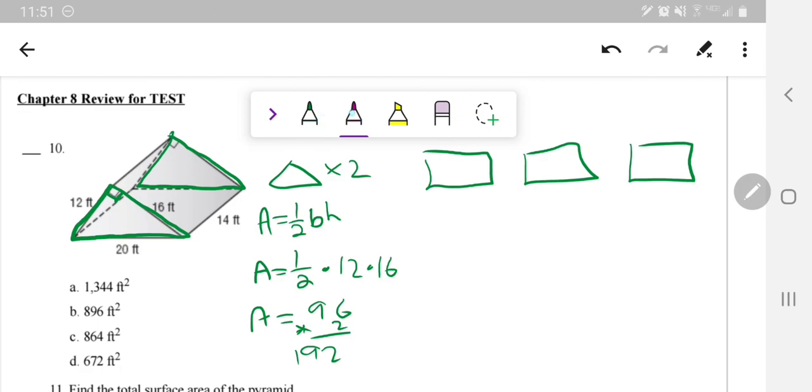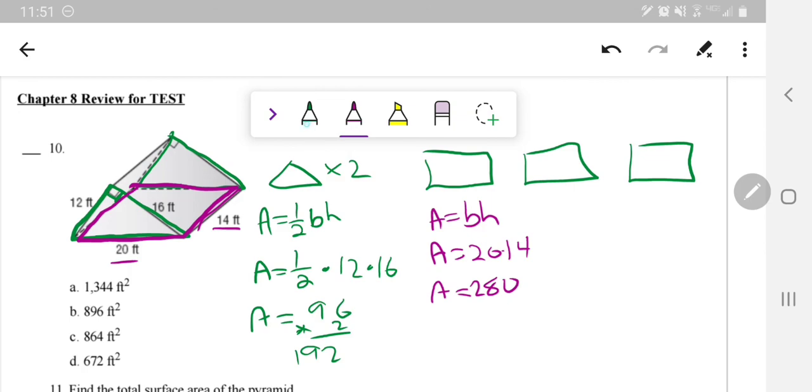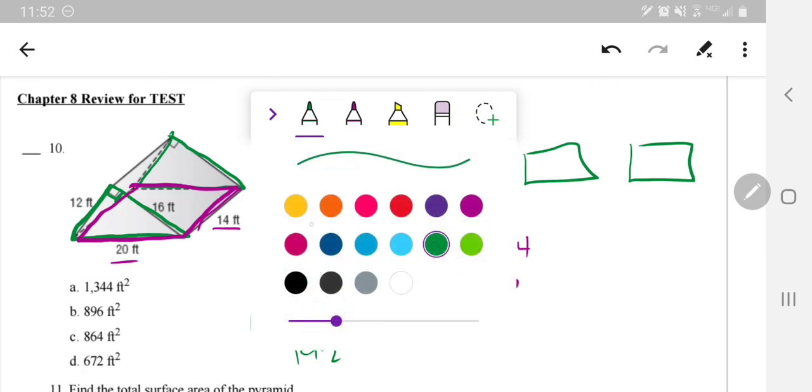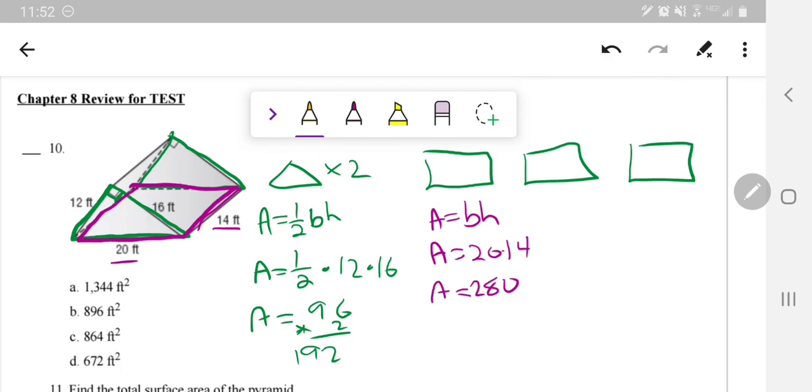Now let's go to the bottom here. What are my dimensions there? It's a rectangle, so we're doing base times height. We need to find the two dimensions, and that's going to be 14 and 20. So 20 times 14, and that comes to 280. All right, let's go to a different color here. Let's go with this color, beautiful.